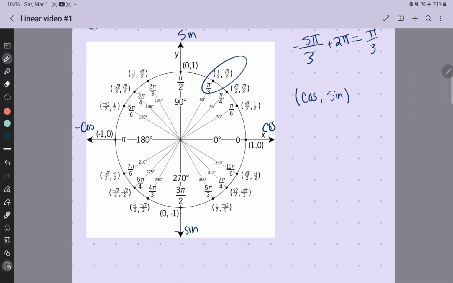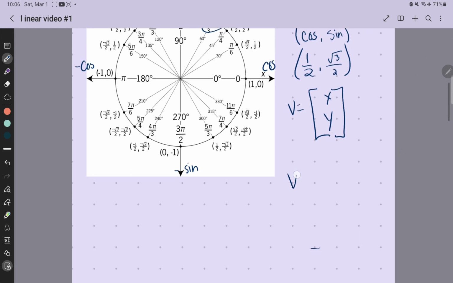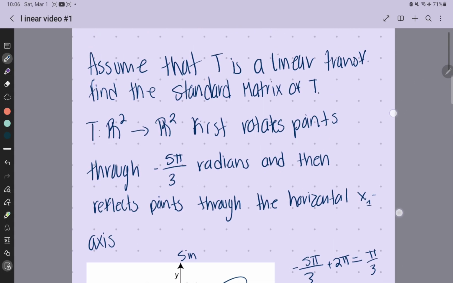So cosine here is the 1/2 and then radical 3 over 2, right? But this is in points, and we have to do it in vectors. So we'll just say v is equal to x, y, which is how this goes. And then you would write v equals 1/2 and then radical 3 over 2. That's how you would write it, right? So let's go back to the problem.